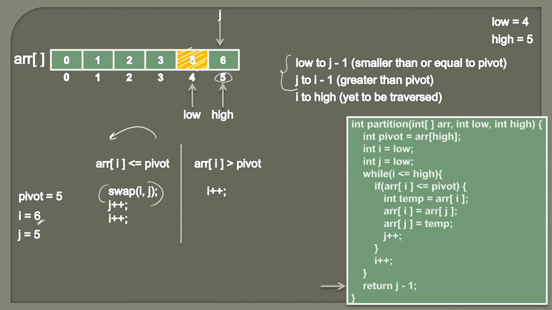all the elements lesser than pivot are on its left side. So currently there are no elements which are lesser than pivot because we are not touching this side, we are touching from low and high. So from low to j minus 1, we have elements smaller than or equal to pivot, which is true. And from j to I, which is 6, minus 1, which is only this element, having a value greater than pivot. So we simply return index 4 from here.